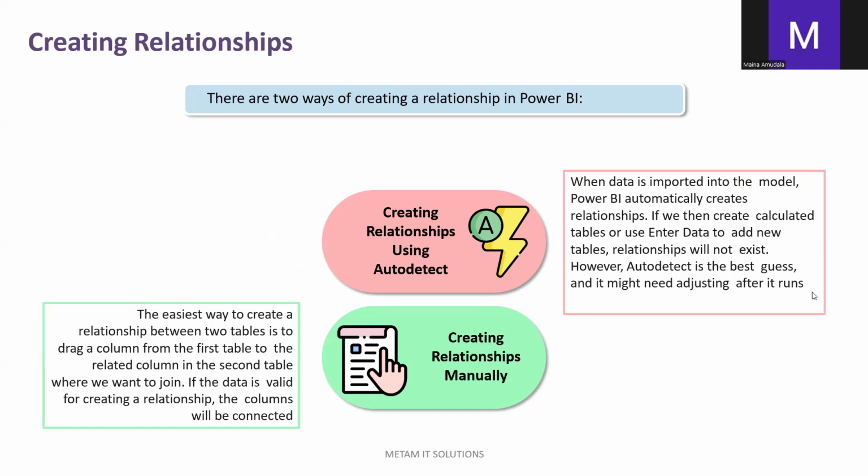The next one is creating relationships manually. This is the easiest way to create a relationship between two tables: drag a column from the first table to the related column in the second table, and then join both columns. If the data is valid, it directly creates the relationship and the columns will be connected. These are the two different types of relationship creation: the first one is auto detect, and the second one is creating relationships manually.